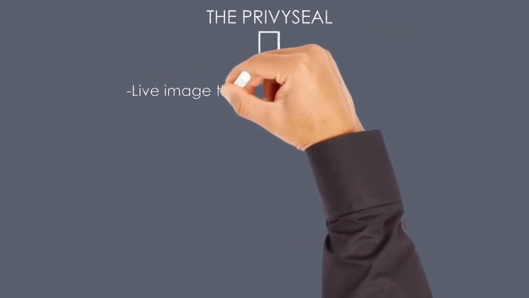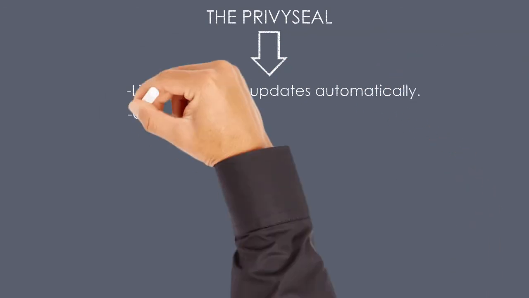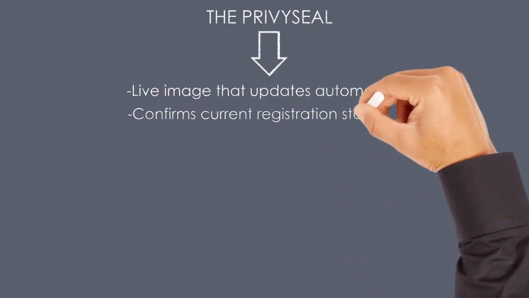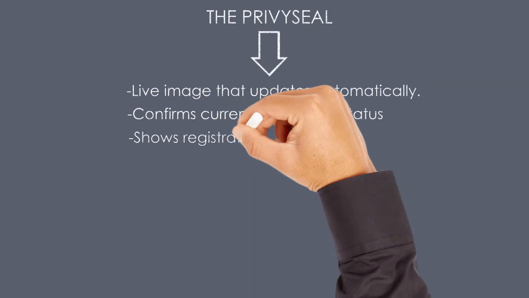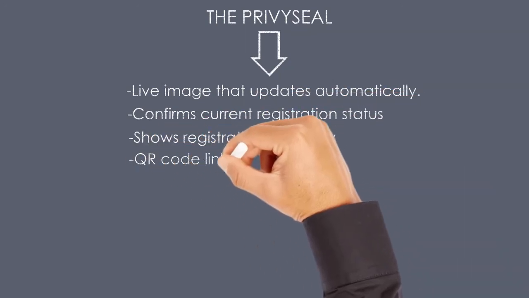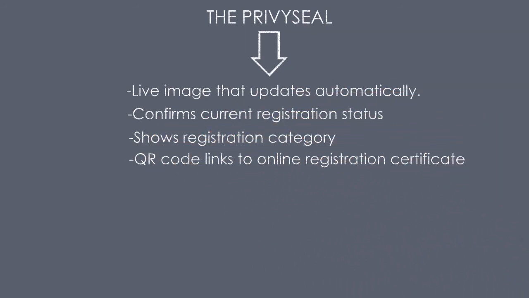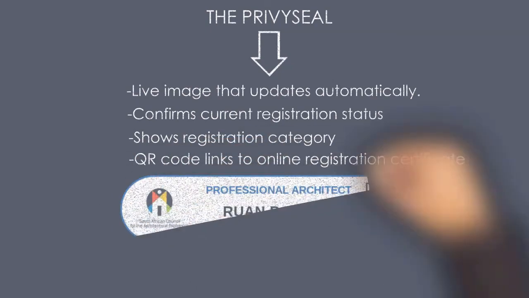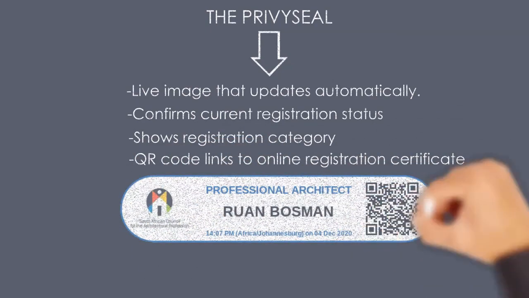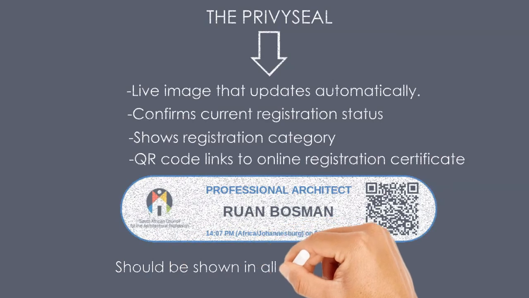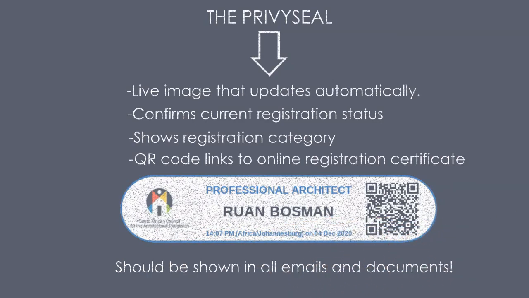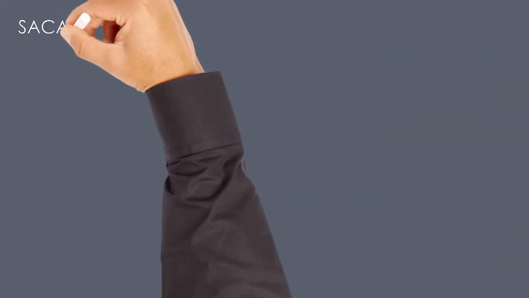Another great way to check registration status is SACAP's new initiative known as Privy Seal. These are live images that update automatically. They confirm current registration status and show a registration category. They also include QR codes that link to online registration certificates. This is what our Privy Seal image looks like. These should be shown in all emails and documents from a registered professional.